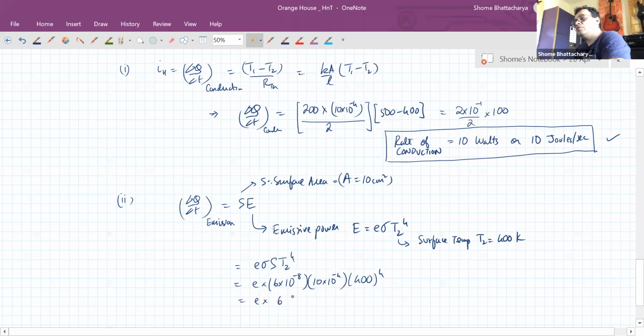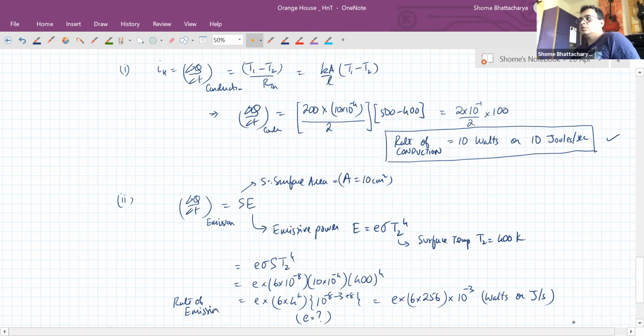So this is 6 into 4 to the power 4, into 10 raised power minus 8 minus 3 plus 8. So that is emissivity into 6 into 256 into 10 raised power minus 3 watts or joules per second. Okay, so this is the rate of emission. In this, we still need to find out what is the value of emissivity. Without that, we don't have a numerical answer. So we'll come to that point.